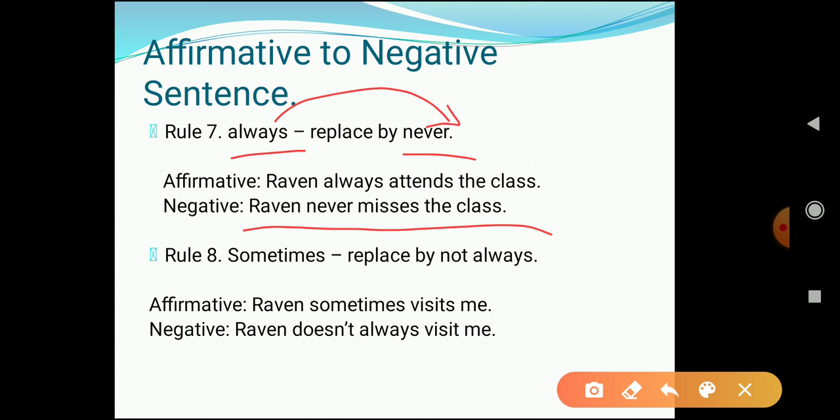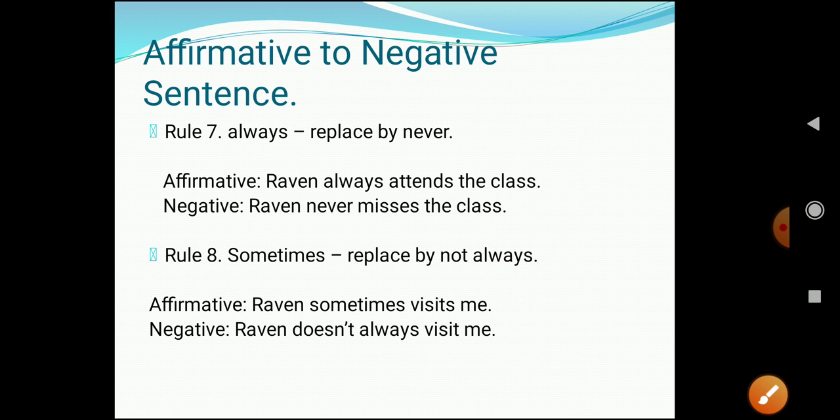Now let's see rule 8. If in any sentence "sometimes" is used, we have to replace it by "not always". For example, "Raven sometimes visits me." So in negative it will become what? "Raven doesn't always visit me." That means that sometimes Raven visits me. The meaning is still the same. I hope it is clear to everyone.